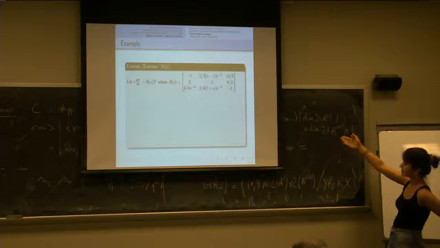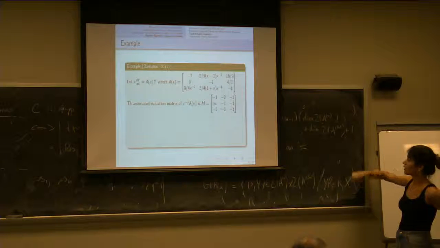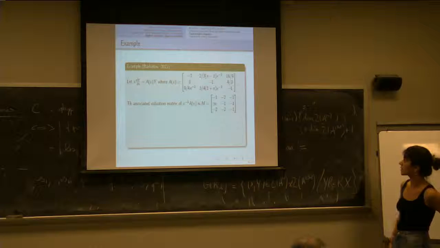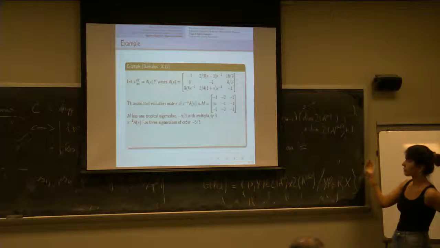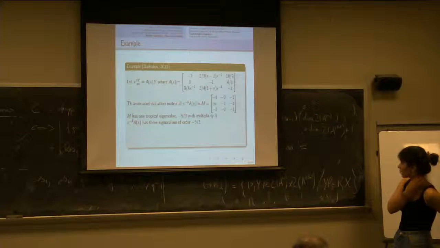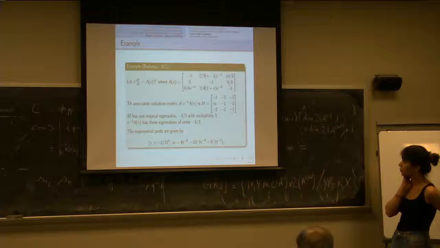So this is a matrix AX, and this is the associated valuation matrix of AX. I just put the pole on the same side. And here M has only one eigenvalue, which is 5/3. So M is the tropicalization of A of X, and so the Katz invariant is 5/3. The exponential parts will be given as such.